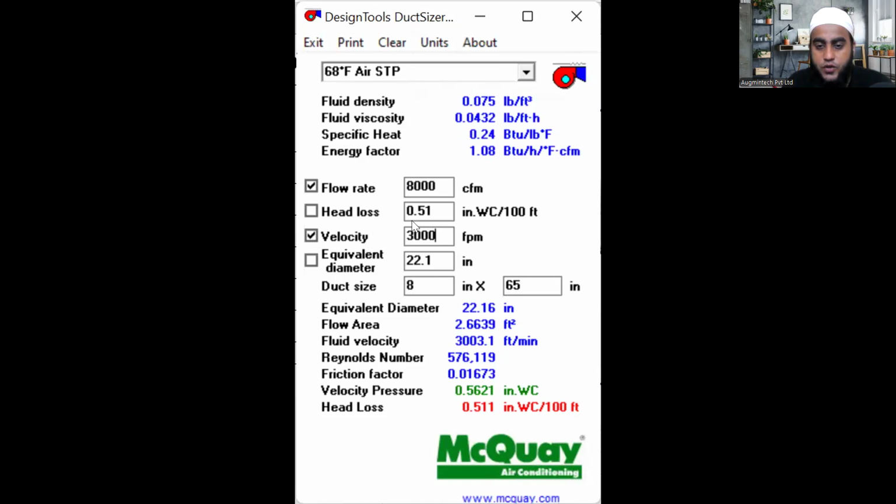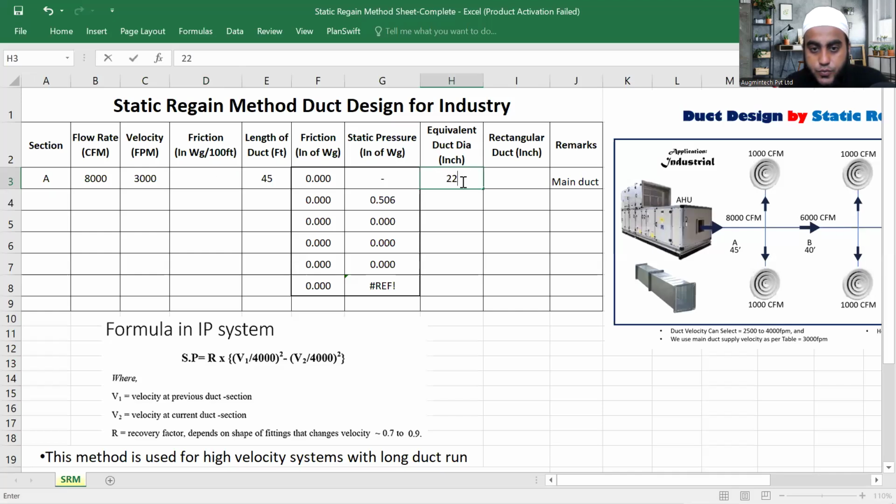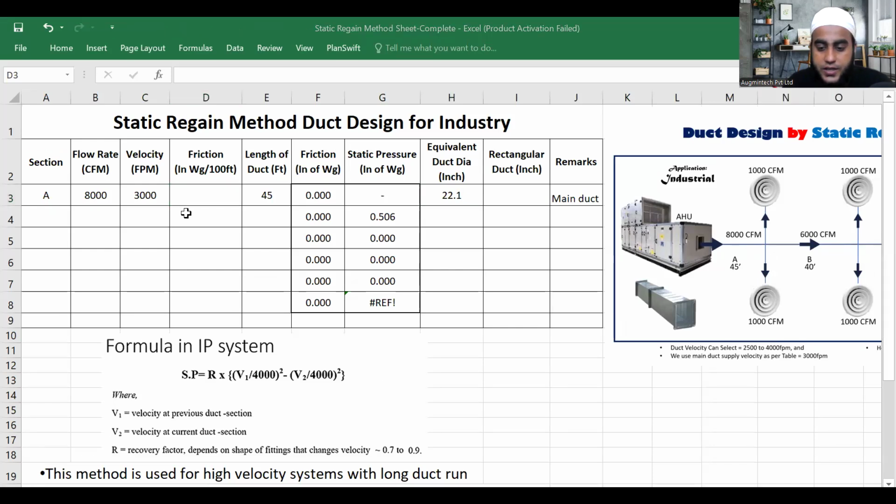can you tell me the head loss value, how much we have got? 0.51 inch of water column per 100 feet of duct length, and equivalent diameter 22.1 inch. So I'm writing that in the Excel sheet. Remember, the friction loss value we have calculated, 0.51, is for 100 feet of duct length. But in our case, how much total duct length do we have in section A? Yes, let me know.